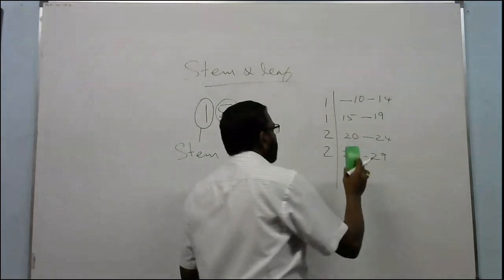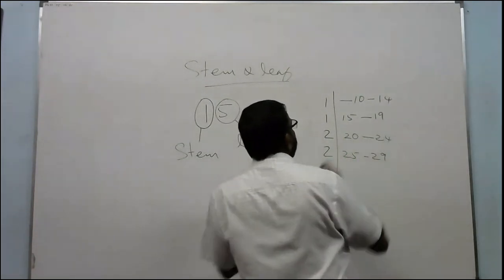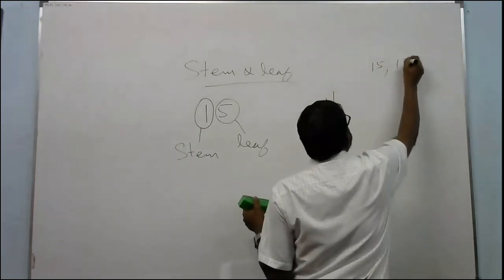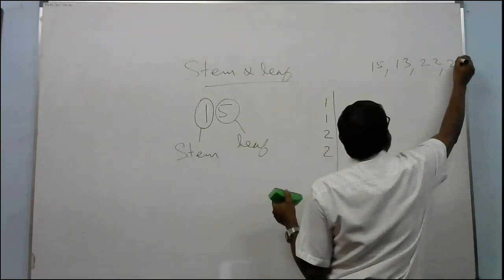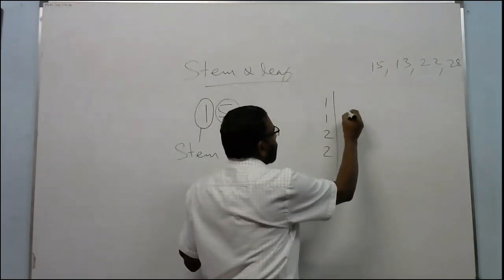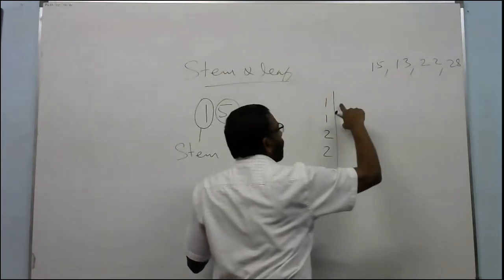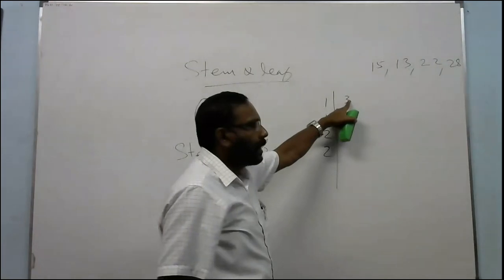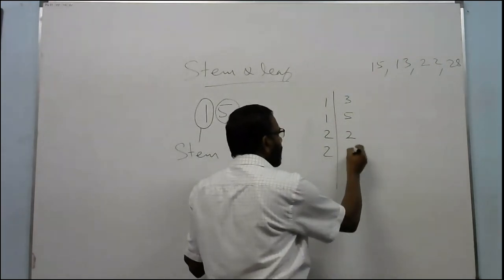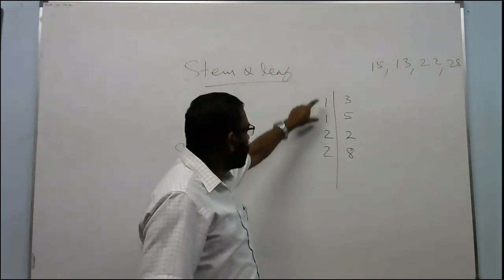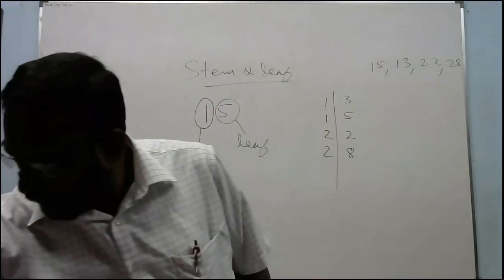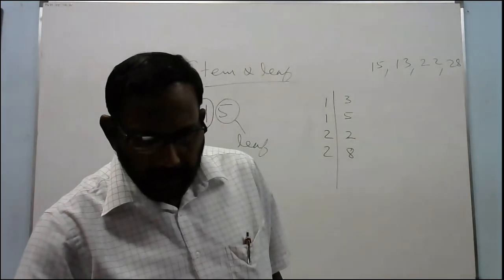I will take an example. Let's say I have 15, 13, 22, 28. Can you tell where this 15 comes? 15 is coming here. What about 13? 13 is coming there. 1, 3, 13. 15 is the second category. 22 is coming here. 28 is coming there. You see? So again, the single stem has been split into 2. Okay? All right? So that is called double stem and leaf.